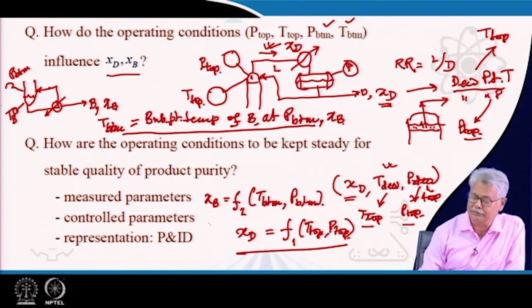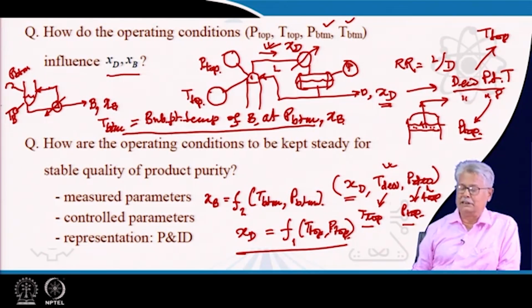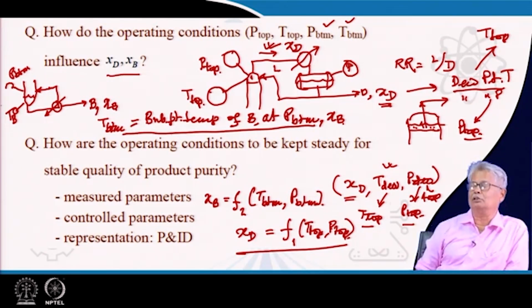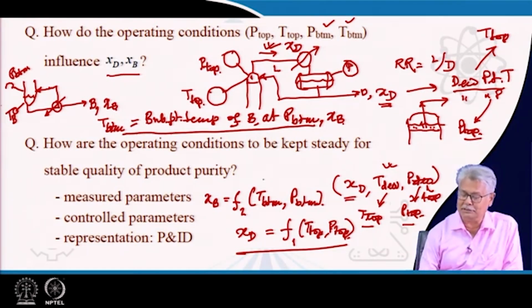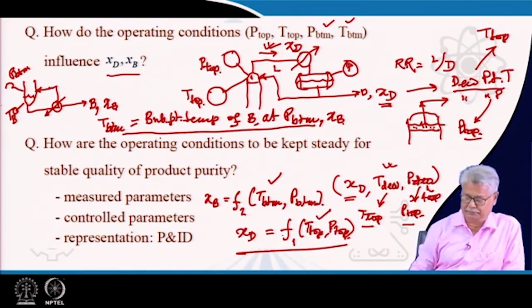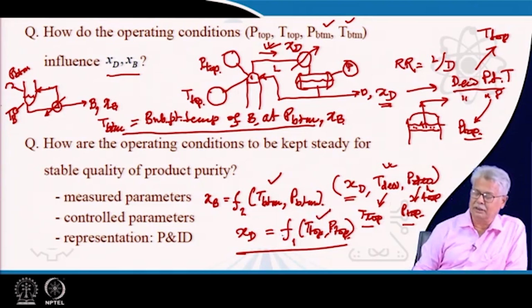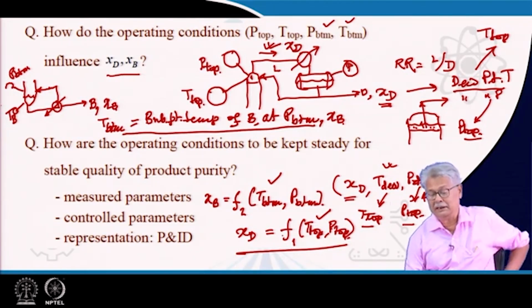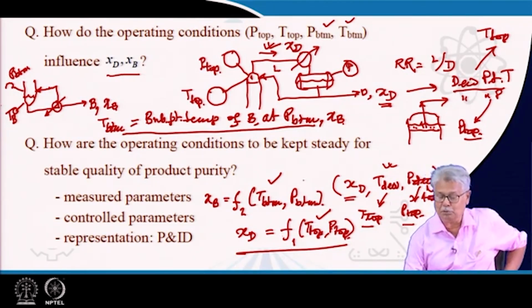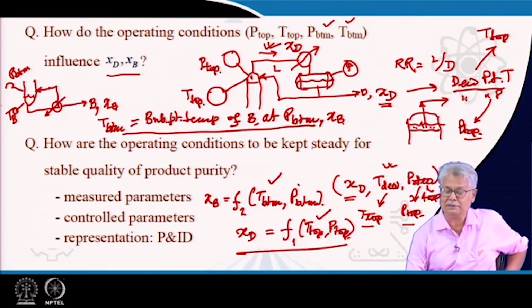So, I believe you now have an idea that if you would like to change the top composition XD and the bottom composition XB, one way is to change T bottom and T top. Now, there is something in addition to this. We normally would like to keep the column top pressure constant.